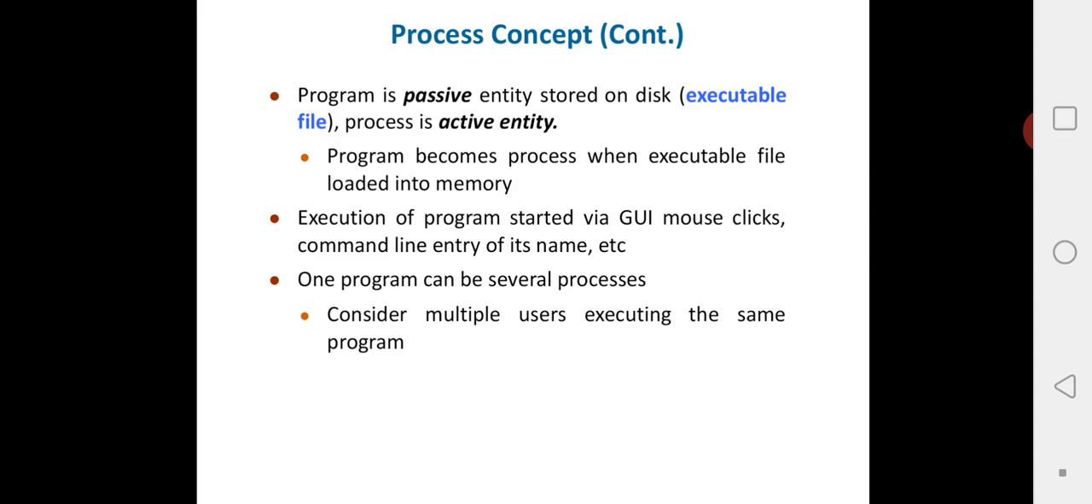Execution of a program is started via GUI such as mouse clicks, command line entry of its name, etc. It means you can pass the commands with the help of mouse clicks or with the help of the command line interface. One program can be several processes. Suppose you are executing one program, there can be n number of processes associated with the one program. Consider multiple users executing the same program.